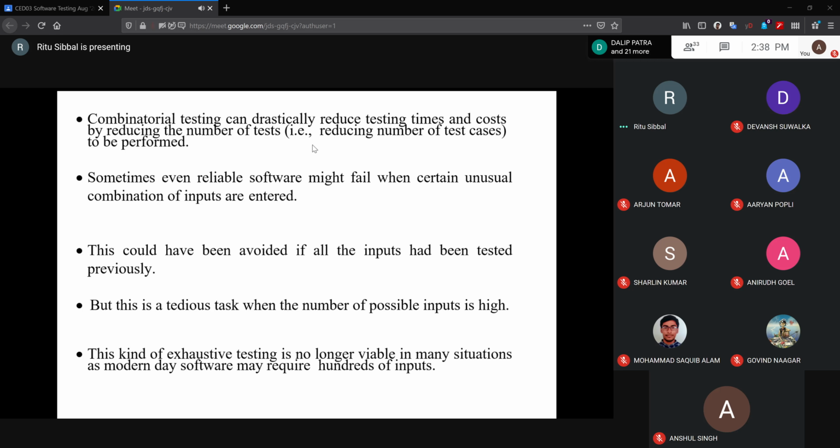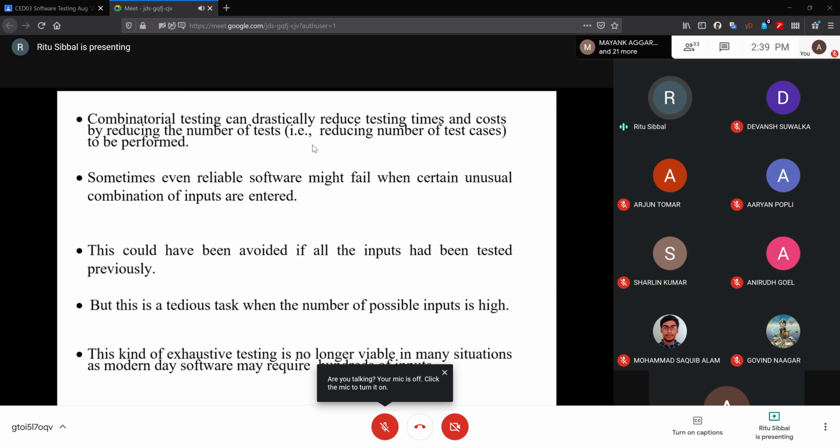So combinatorial testing is a very powerful technique which helps us in reducing testing time by reducing the number of test cases. Because sometimes, as we were just seeing, reliable software fails when certain unusual combinations of inputs are entered. So how can we avoid it? We can avoid it if all inputs have been tested previously. But it's a tedious task if the number of inputs is very high, and this is not possible in modern software where we require hundreds of inputs.